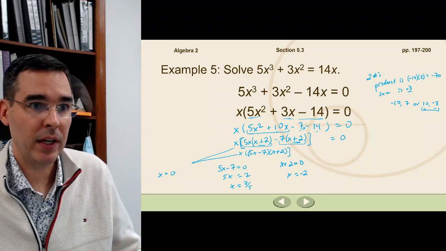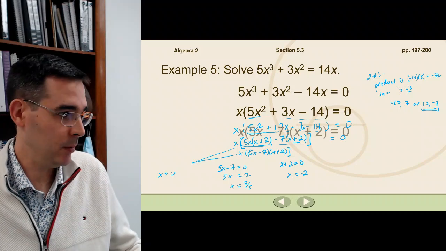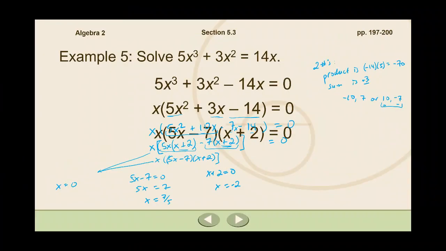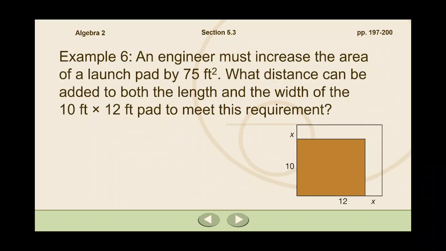Now we'll take a look at what we can do with word problems. All right, so we have a launch pad that's currently 10 by 12. The engineer says we need to increase the area of this launch pad by 75 feet. What distance can be added to both the length and the width of the 10 by 12 pad to meet this requirement?